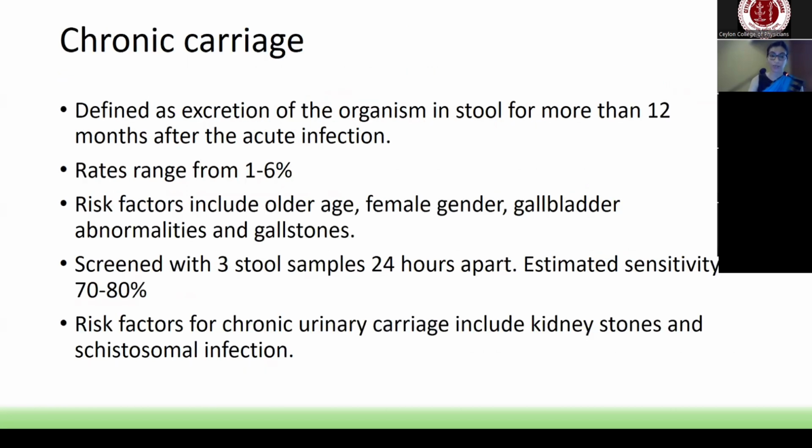Chronic carriage is defined as excretion of the organism in stool for more than 12 months post infection. The rates range from 1 to 6%. The risk factors include older age, female gender, gallbladder abnormalities, and gallstones. It is screened with 3 stool samples 24 hours apart. Estimated sensitivity is 70 to 80%. The risk factors for chronic urinary carriage include kidney stones and schistosomal infections.